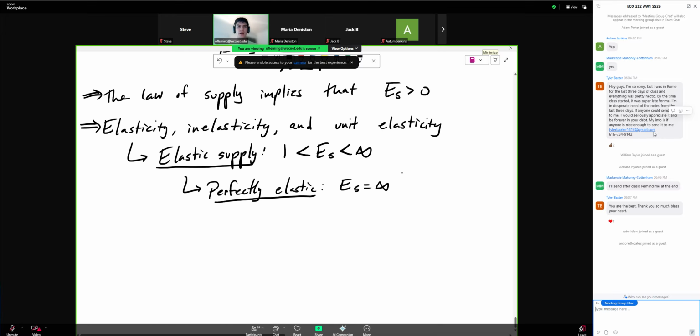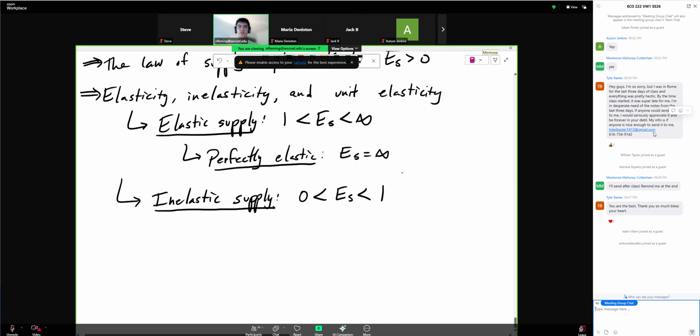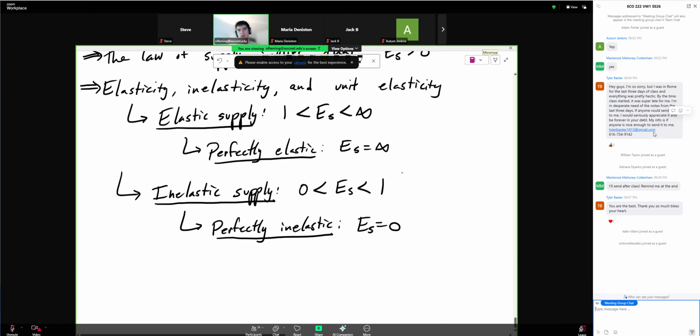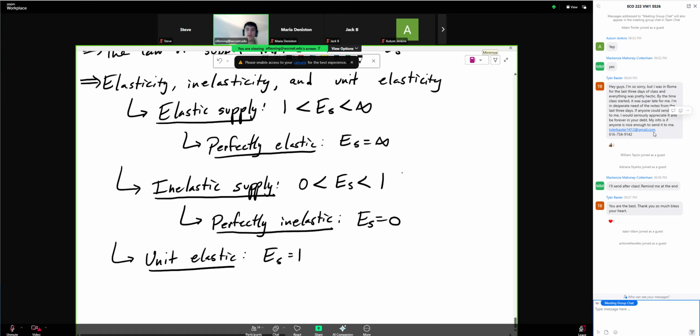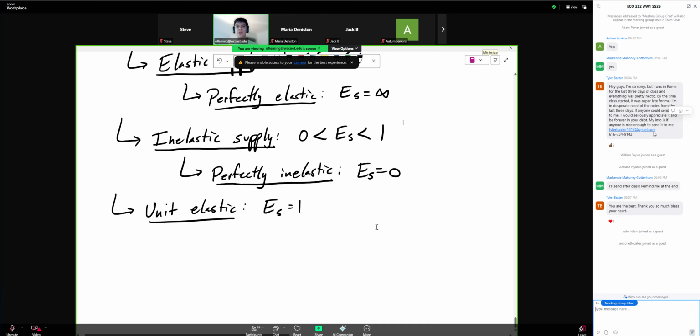Okay. I'll draw these in a minute. And then you have inelastic supply, which follows the exact same convention, being between 0 and 1. And then, of course, perfectly inelastic would be what happens if it was exactly equal to 0. In other words, the percentage change in quantity is 0, and therefore it's vertical. Again, I'll draw these in a second, but I'm going through this quickly because it's the exact same idea as demand. And then unit elastic is what happens when it equals 1. So let me draw these really quick. Let me just take a second and make sure everybody's got this down.